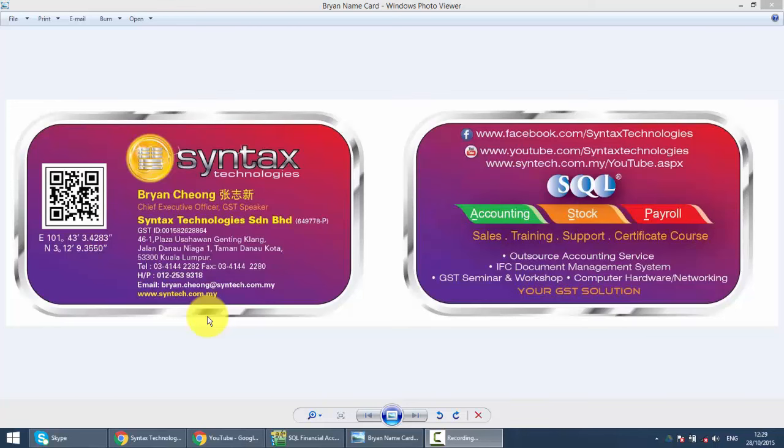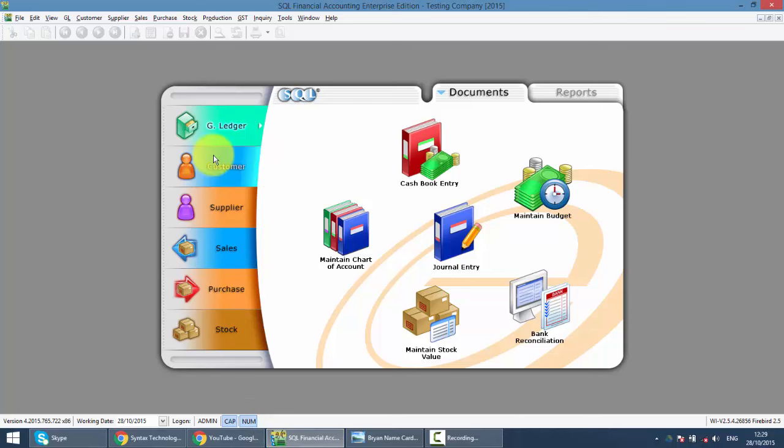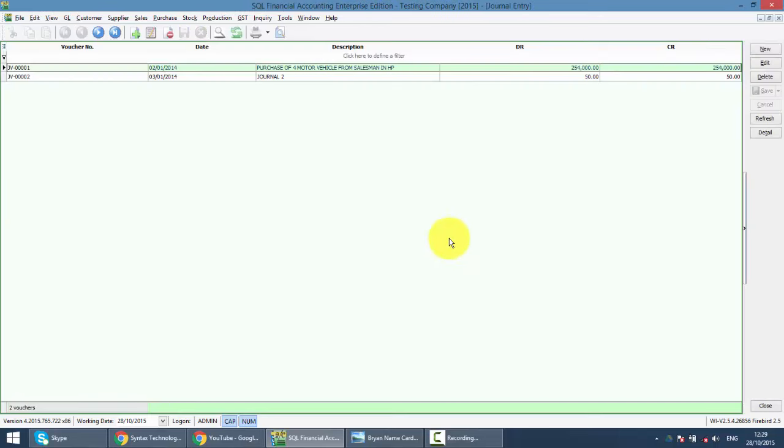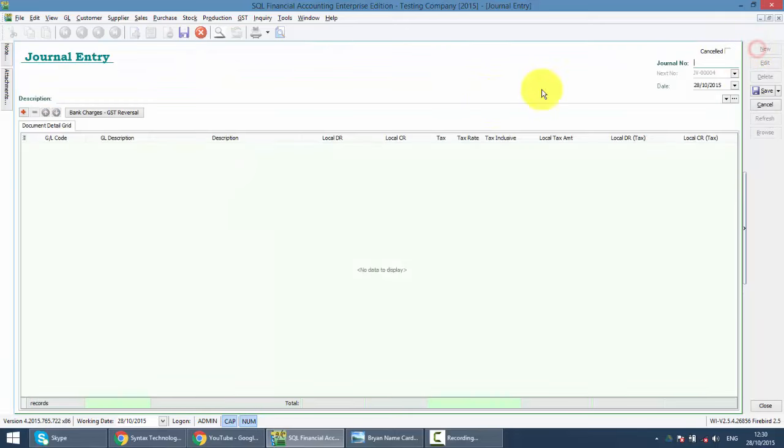We continue with our SQL accounting system training, and in today's lesson, we'll talk about journal entry. So in SQL accounting system, journal entry is under GL, General Ledger, or inside journal entry. This is also the only place in SQL accounting system that you can do the double entry for accounting, the debit credit side.